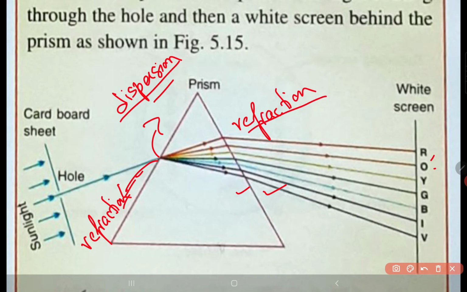Please remember, do not break the light from the center of the prism. It should be split at the first surface only when you draw the diagram. So this was all about the dispersion of white light.